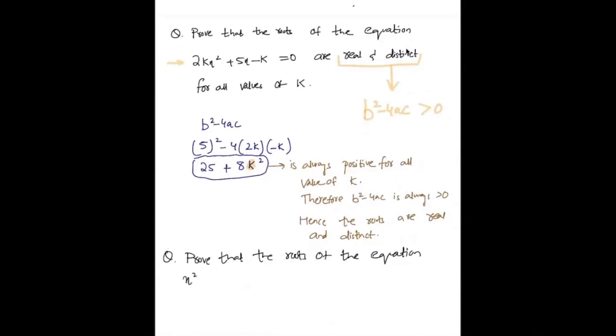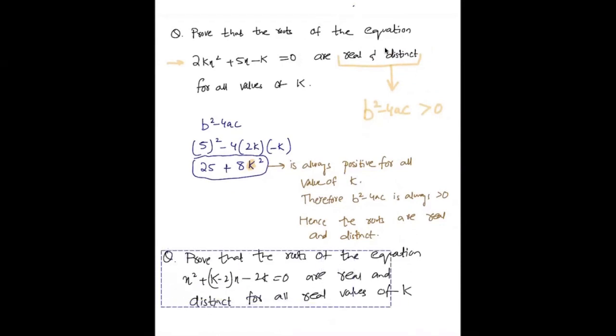Now you need to prove that this equation x squared plus k minus 2 times x minus 2k equals to 0 has roots that are real and distinct for all real values of k. This is another way they can ask the same question. I'm going to copy it on a different slide.